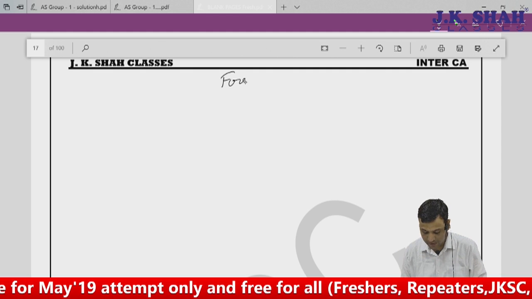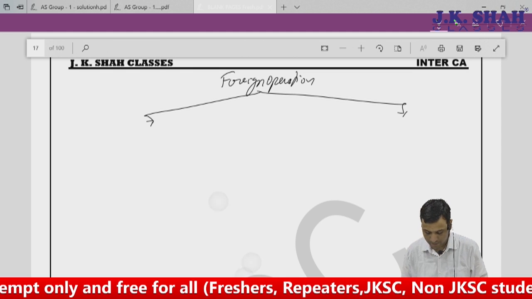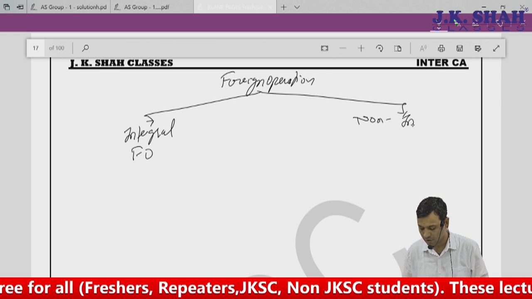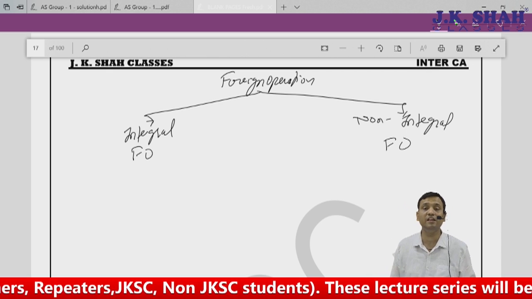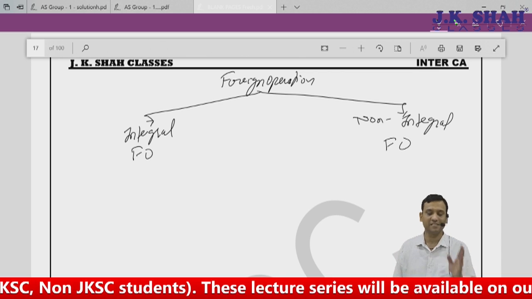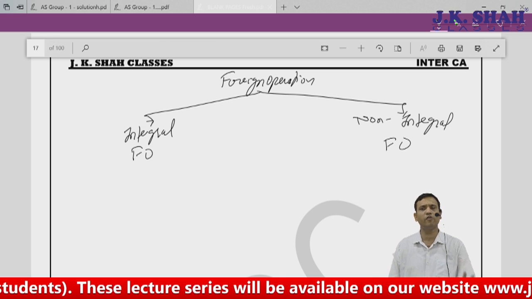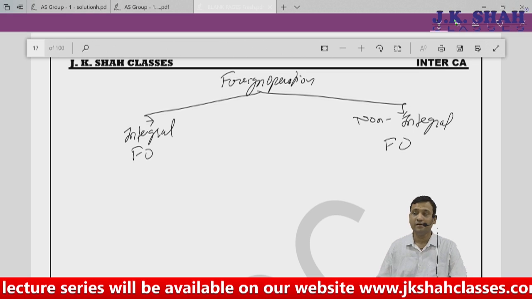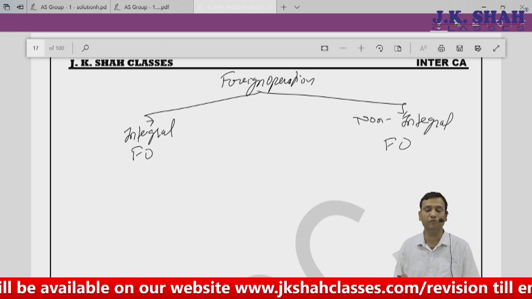Of course, AS11 says a foreign operation can either be an integral foreign operation or a non-integral foreign operation. An integral foreign operation is an integral part of the reporting enterprise. It is an extension of your existing activities. Whereas when I say non-integral foreign operation, other than integral foreign operation, all foreign operations are non-integral. The standard talks about all those things. It accumulates cash. It takes loans. It deals in its own currency as well as other currency. That is nothing but non-integral foreign operations.